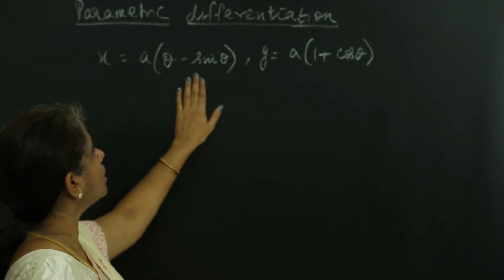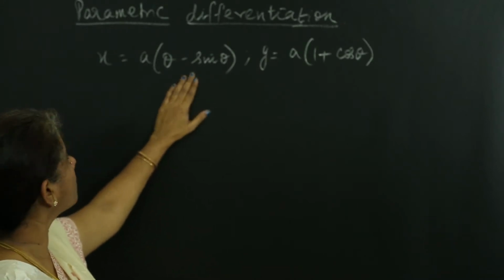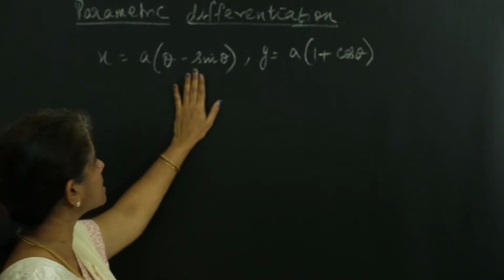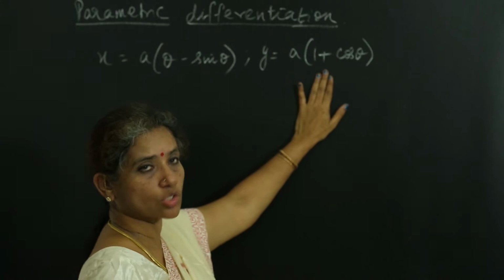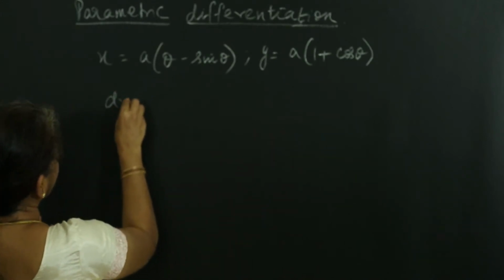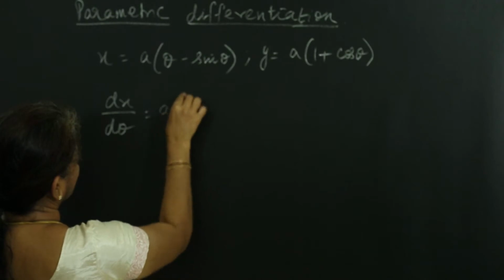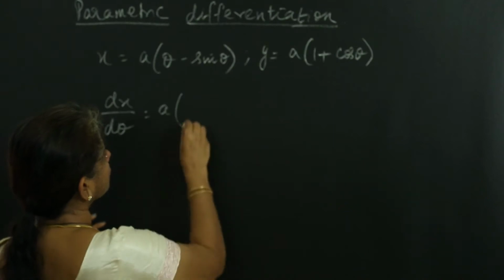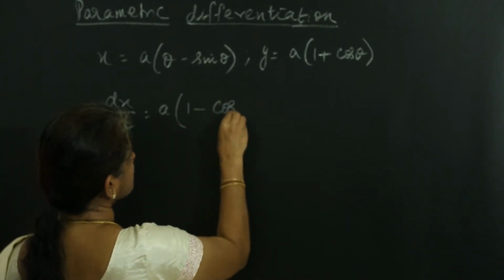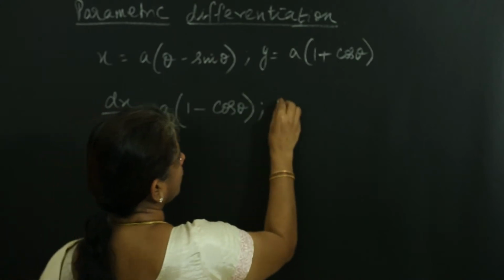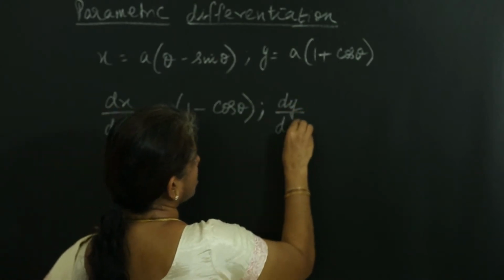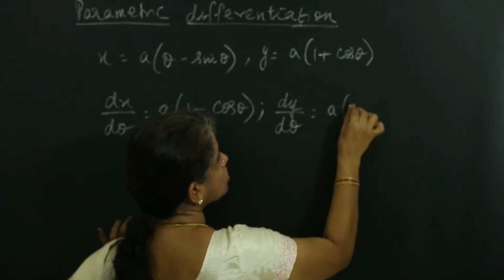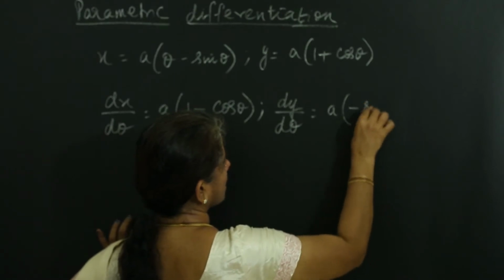So you are given x equal to a times (theta minus sin theta). Now we are going to differentiate this with respect to theta, because theta is the variable on the right hand side in x also, in y also. So dx by d theta will be equal to a into, theta is like x for us now. We are differentiating with respect to theta. So derivative of theta will be 1 and derivative of sin theta is cos theta. Same way we do dy by d theta also. So what is dy by d theta? a as it is. Derivative of 1 is 0, no need to write.